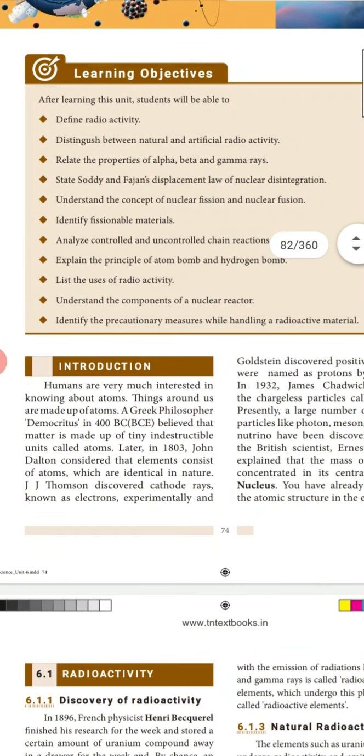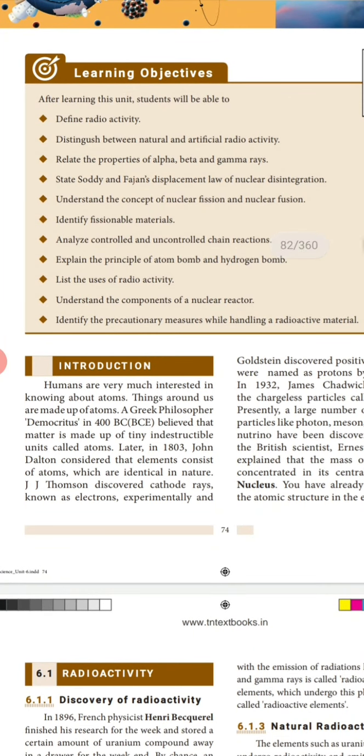Humans are very much interested in knowing about atoms. Things around us are made up of atoms. Yes, humans are very much interested in atoms. We are very much curious to know about anything. Yes or no, children? So yes, humans are very much interested in knowing about atoms. Everything around us is made up of atoms.